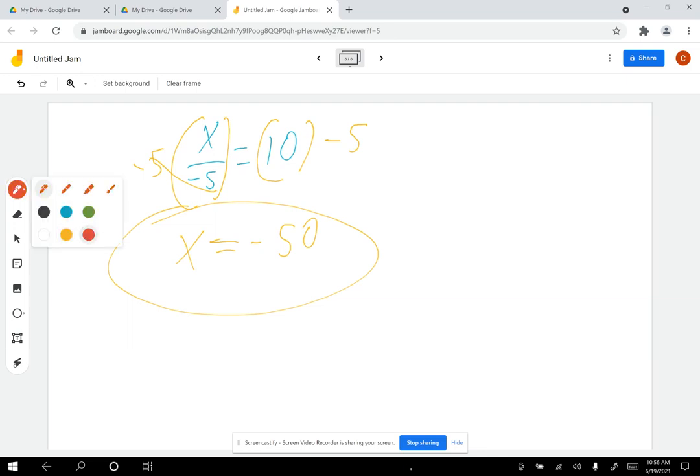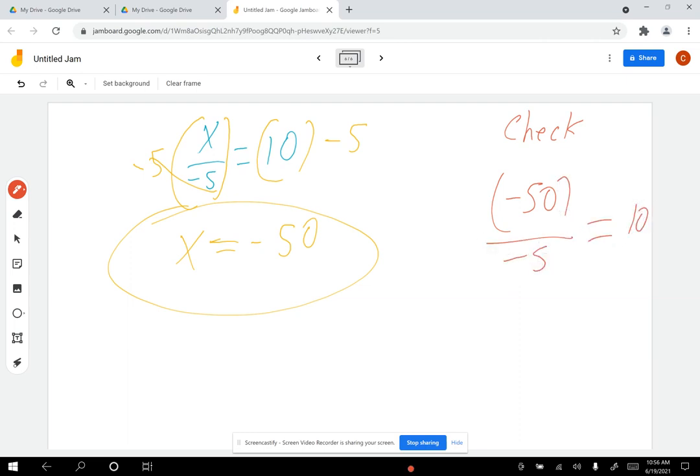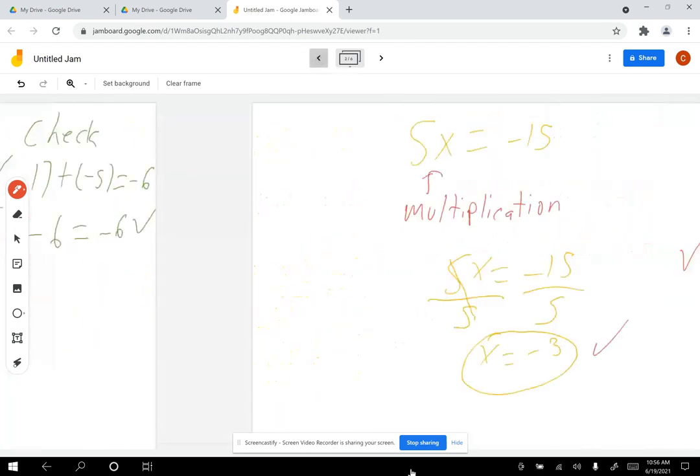But again, let's do a check. I have negative 50 divided by negative 5 equals 10. Negative 50 divided by negative 5 is positive 10. Positive 10 does in fact equal positive 10. We are correct. So this was a brief overview of how to solve one-step equations.